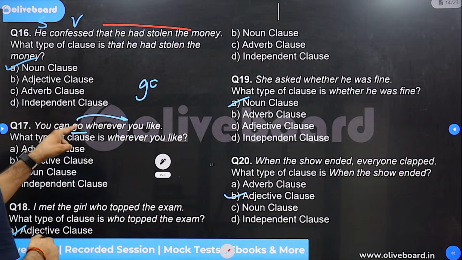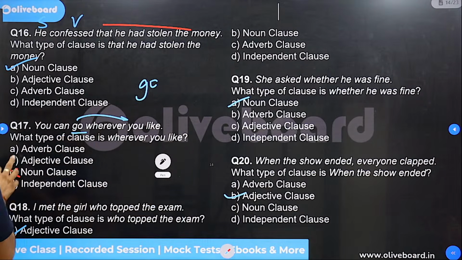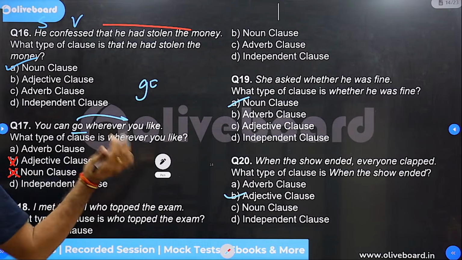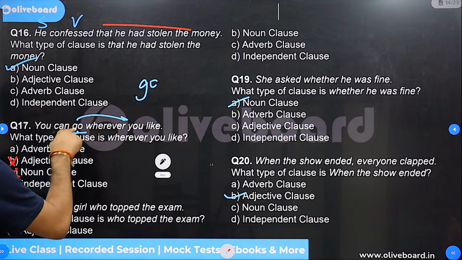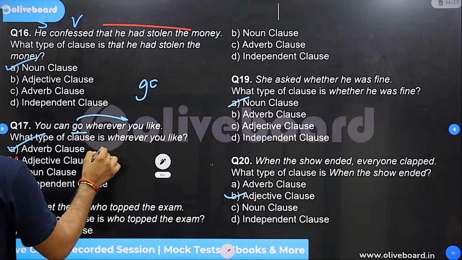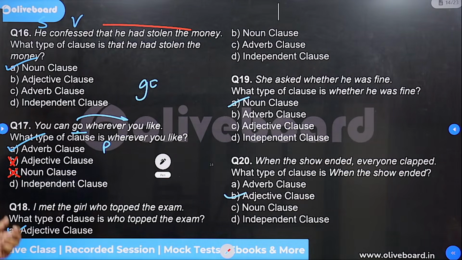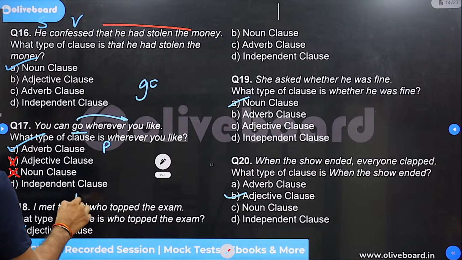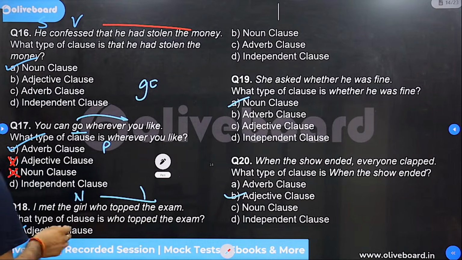There is no noun that we are modifying here. Can't be an adjective clause either. You can go wherever you like. So go wherever you like, modifying that verb, is an adverb clause of place. I met the girl. Which girl? Who topped the exam? Girl is a noun. Nouns are modified by adjectives.